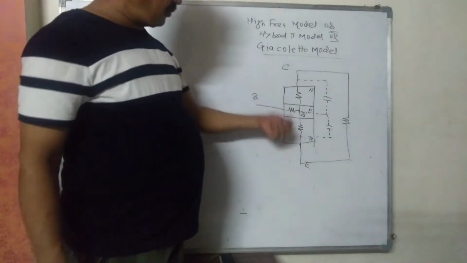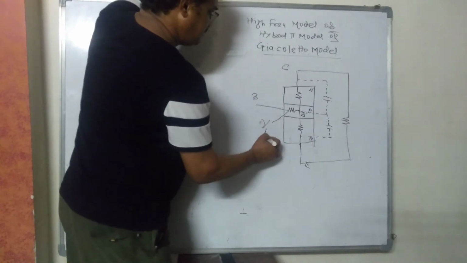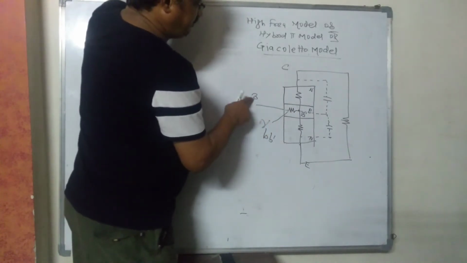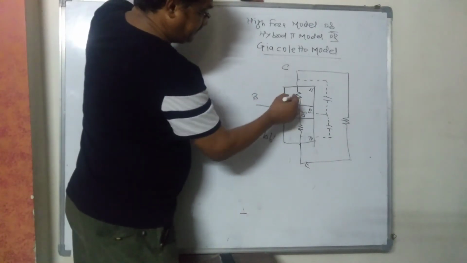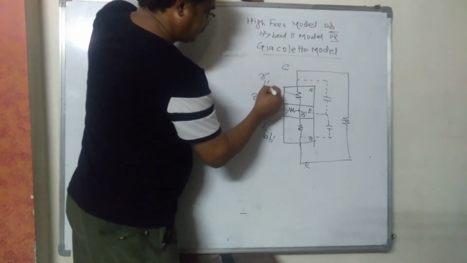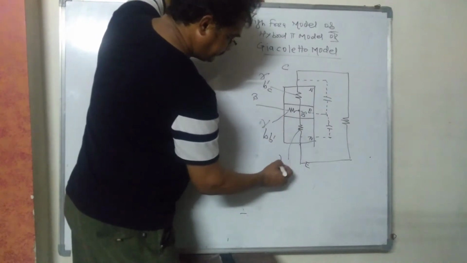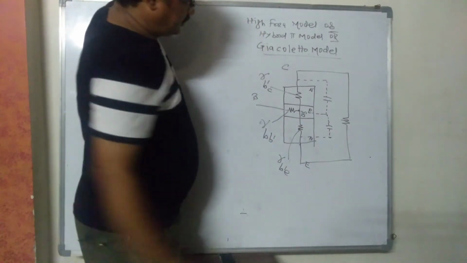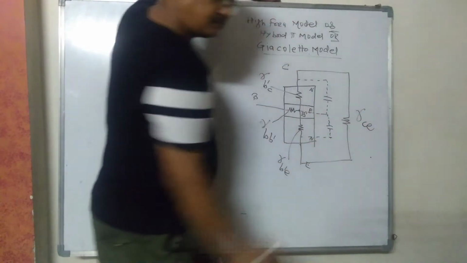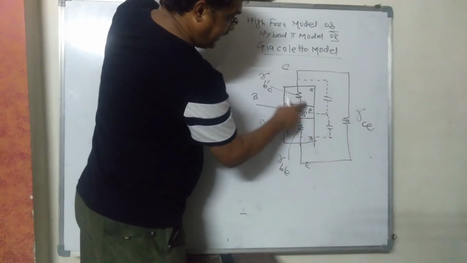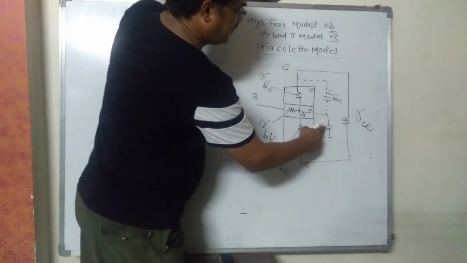I will draw the model afterwards; this is not the model yet. This is the resistance between B and B dash. This is the resistance between B dash and C. This is the resistance between B dash and E. This is the resistance between collector and E. This is the capacitor between C and B dash. And this is the capacitor between B dash and E.